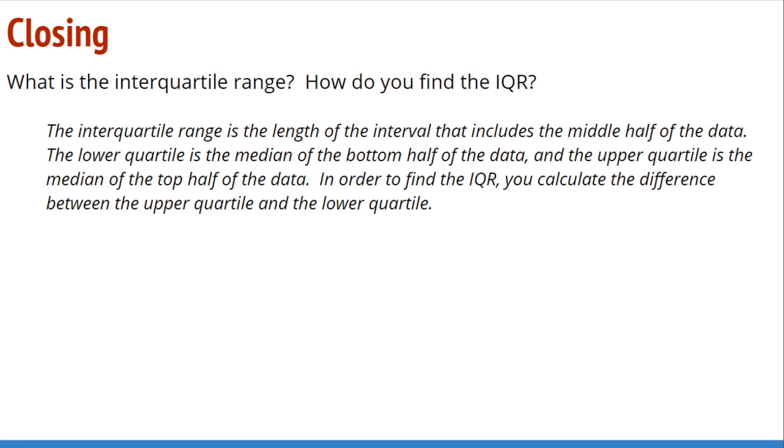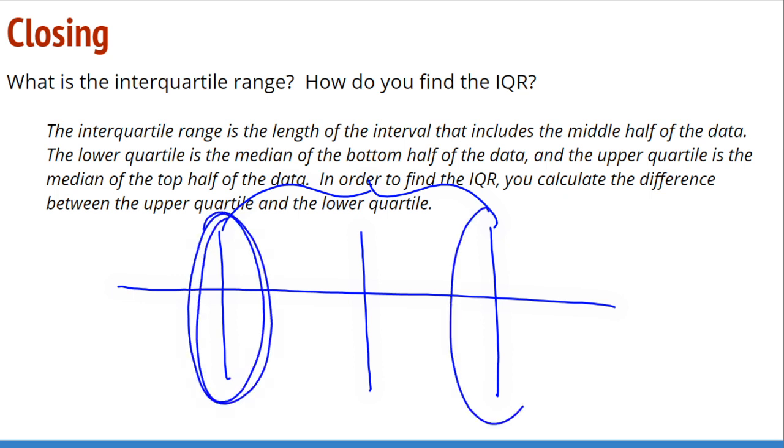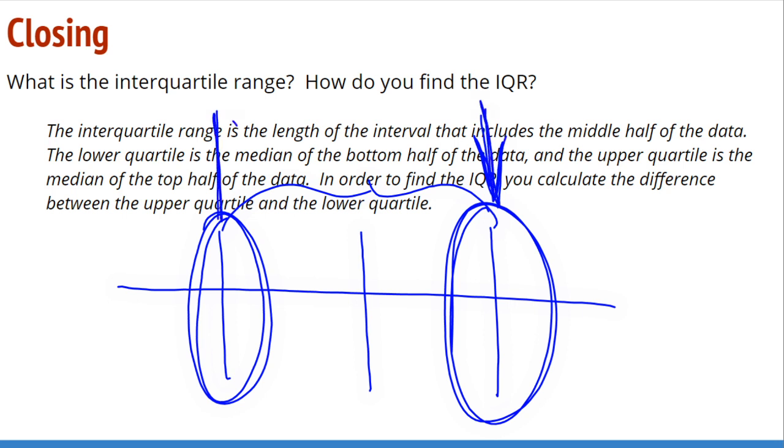So what's the interquartile range and how do you find it? The interquartile range is the length of the interval that includes the middle half of the data. Our data is cut into 4 pieces, and the interquartile range measures how far it is from here to here. That's the interquartile range. To find it, we find this upper quartile here, and we subtract this lower quartile, finding the difference.